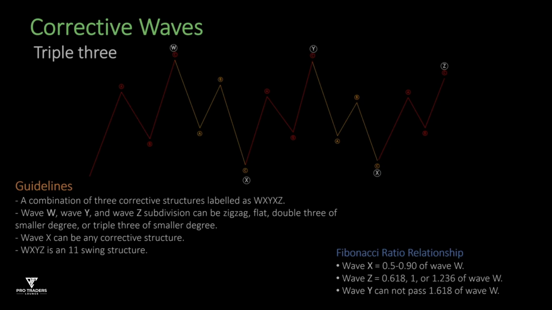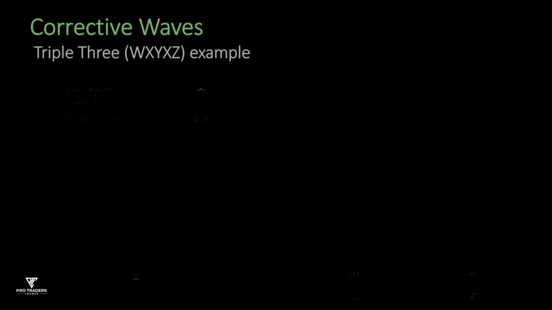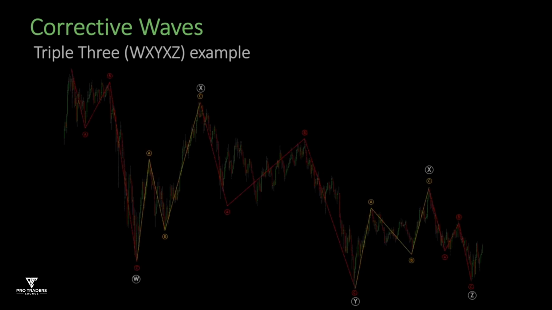For Fibonacci ratios, we have X wave again 0.5 and 0.90 of W. Wave Z gonna be ending near 0.618, 1 or 1.236 of wave W. Wave Y cannot pass 1.618 of W. Here's an example.